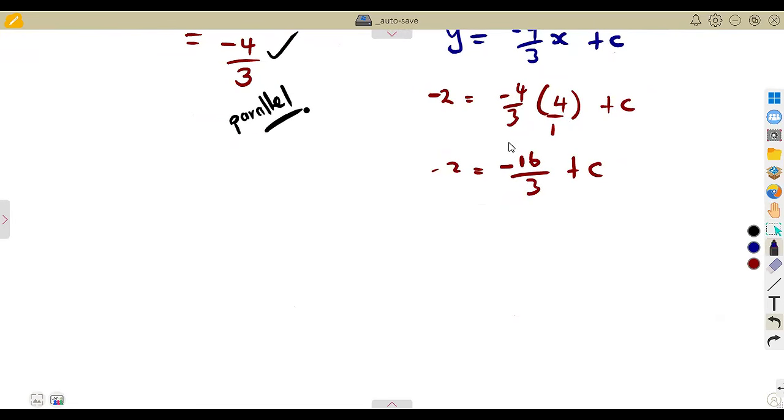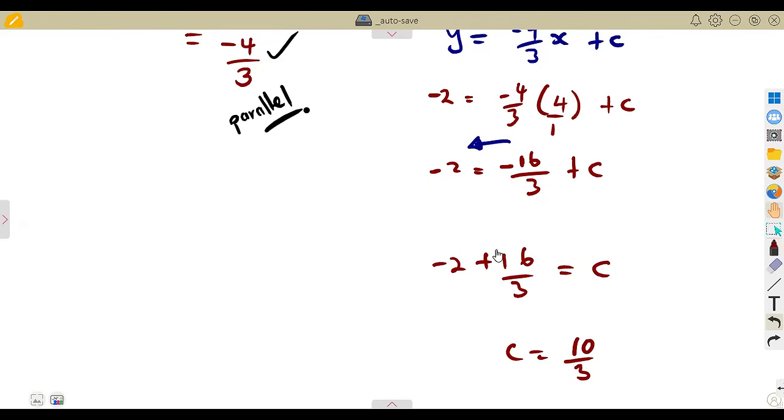If you transpose this to the other side, it becomes positive. Minus 2 plus 16 over 3 is equal to c. So that's the value of c at the end. That is the y-intercept, and that is going to be 10 over 3 from your calculator, guys. Paper 2, use your calculator.